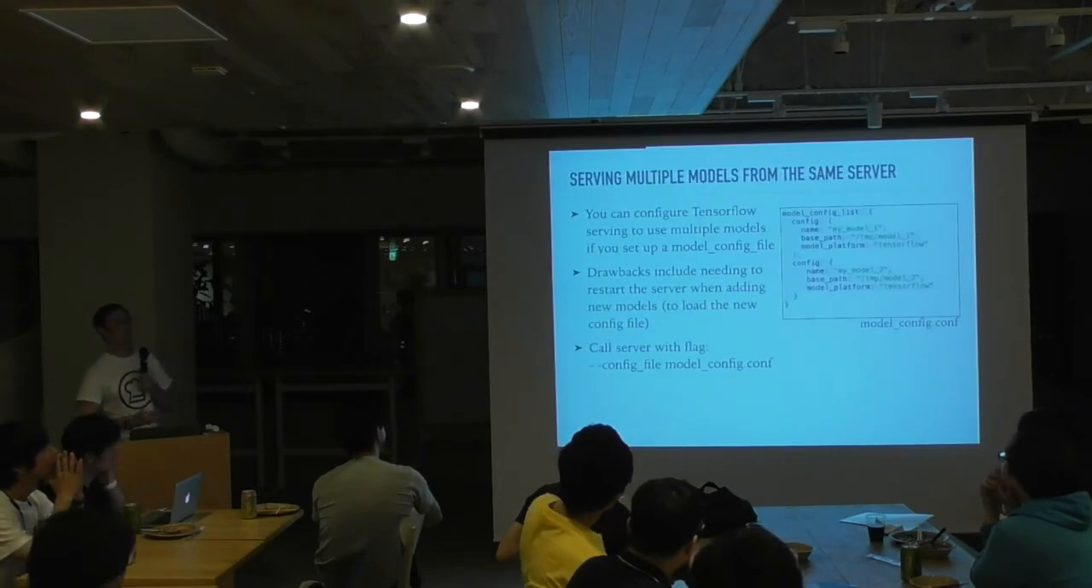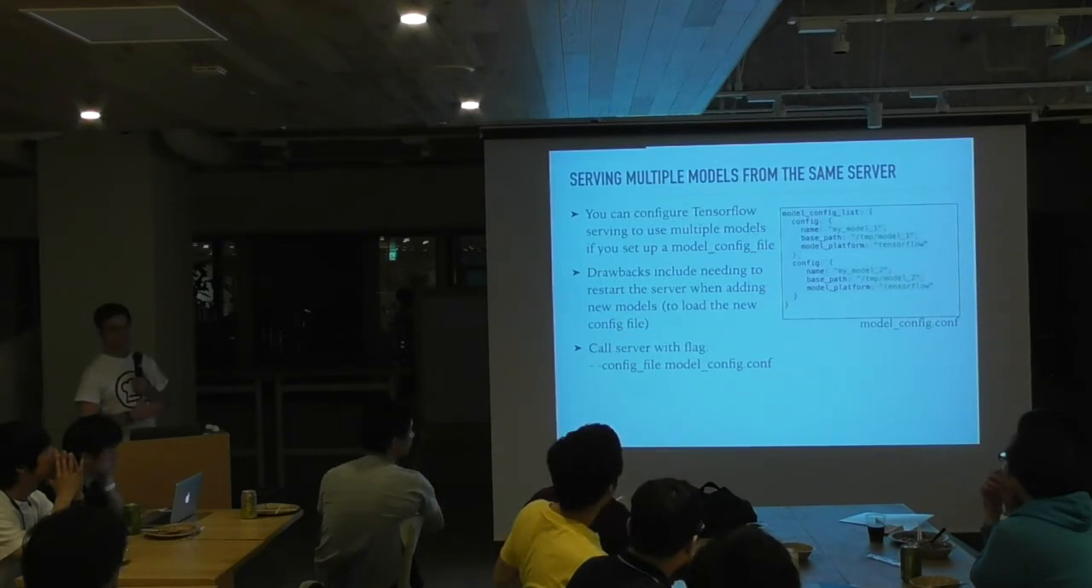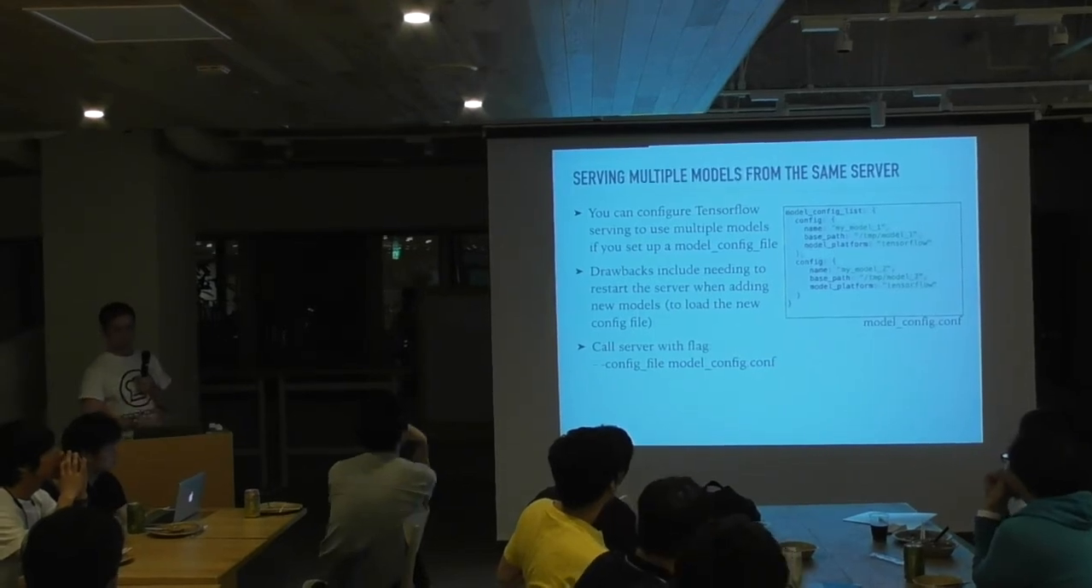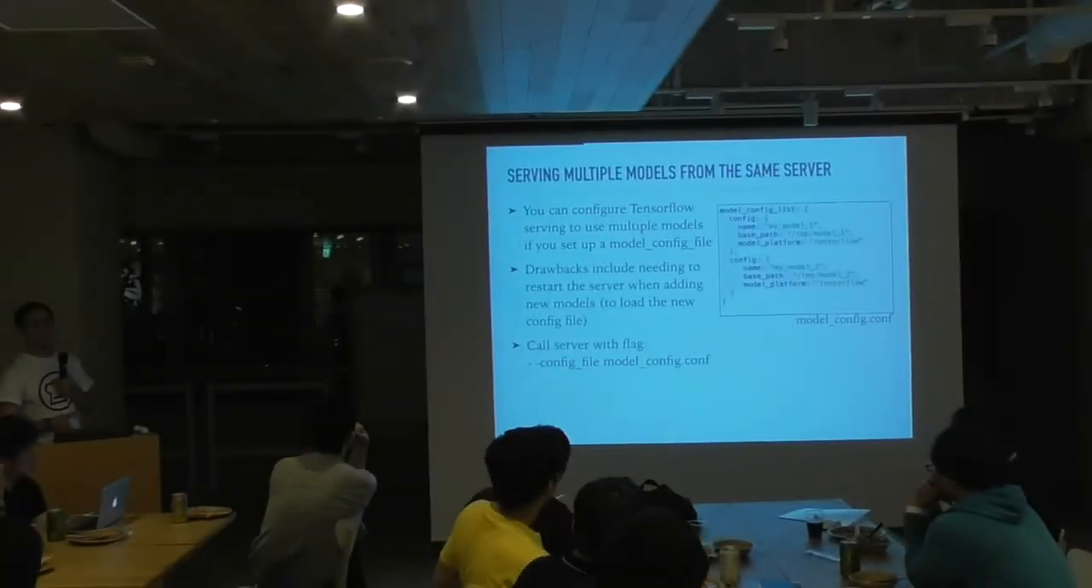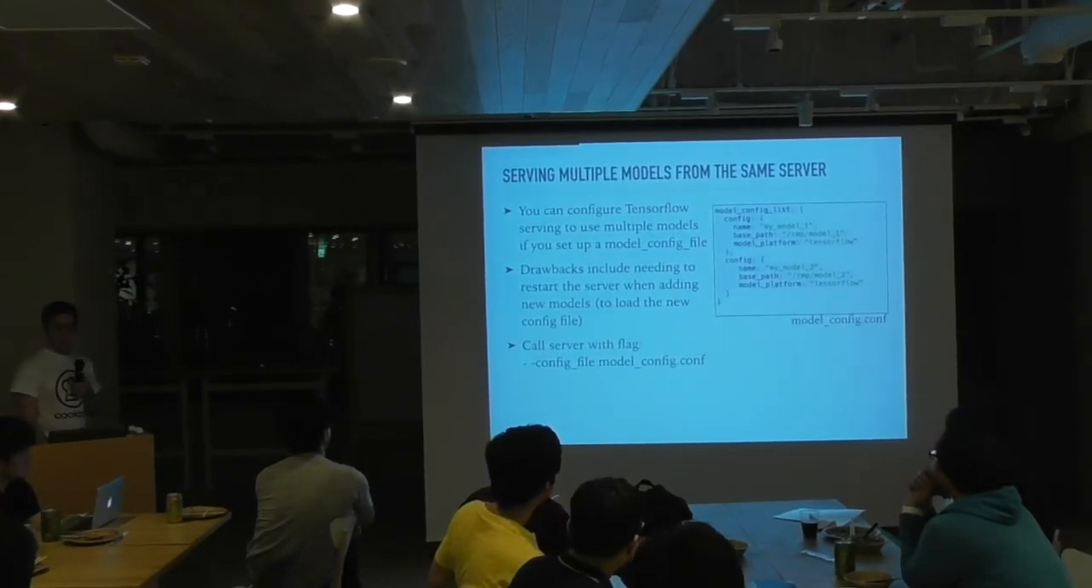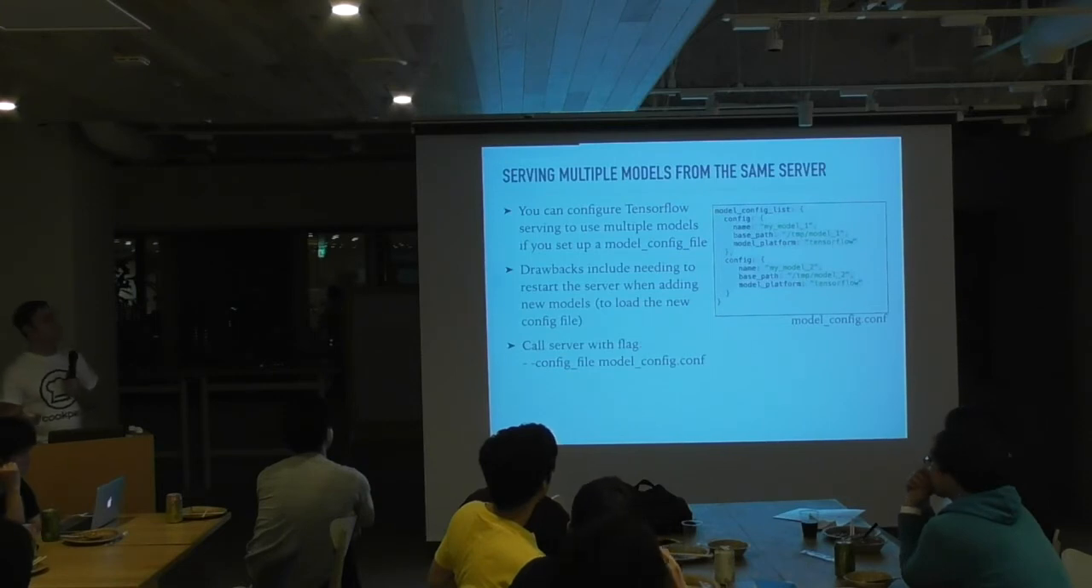In order to enable the configuration, when you run the server, you give it this model config list, which defines what the name is, so this is what the client uses to request it, what the base path is, which is where the version number folders are, and then the platform, which is always pretty much going to be TensorFlow. The downside of using multiple models in the same server is that to get this new config file in, you do have to restart the server. So that's not ideal.